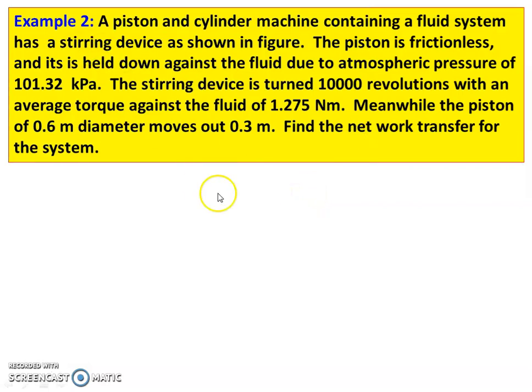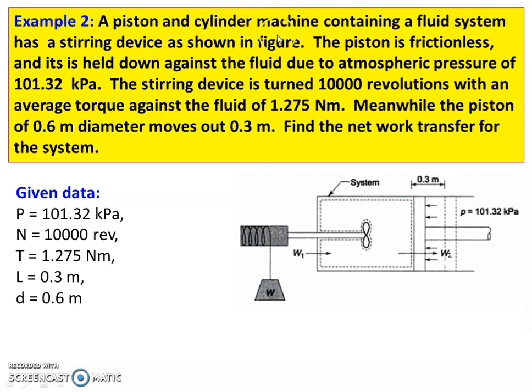The second problem, a similar type of problem. A piston and cylinder machine containing a fluid system has a stirring device as shown in the figure. The piston is frictionless and it is held down against the fluid due to the atmospheric pressure of 101.32 kilopascal. The stirring device is turned 10,000 revolutions with an average torque of 1.275 Newton meter. Meanwhile, the piston is 0.6 meter diameter and moves 0.3 meter. Find the net work transfer for the system. So length equals 0.3 meter, diameter equals 0.6 meter, torque equals 1.275 Newton meter. It is the same problem with different data. We will try to solve.